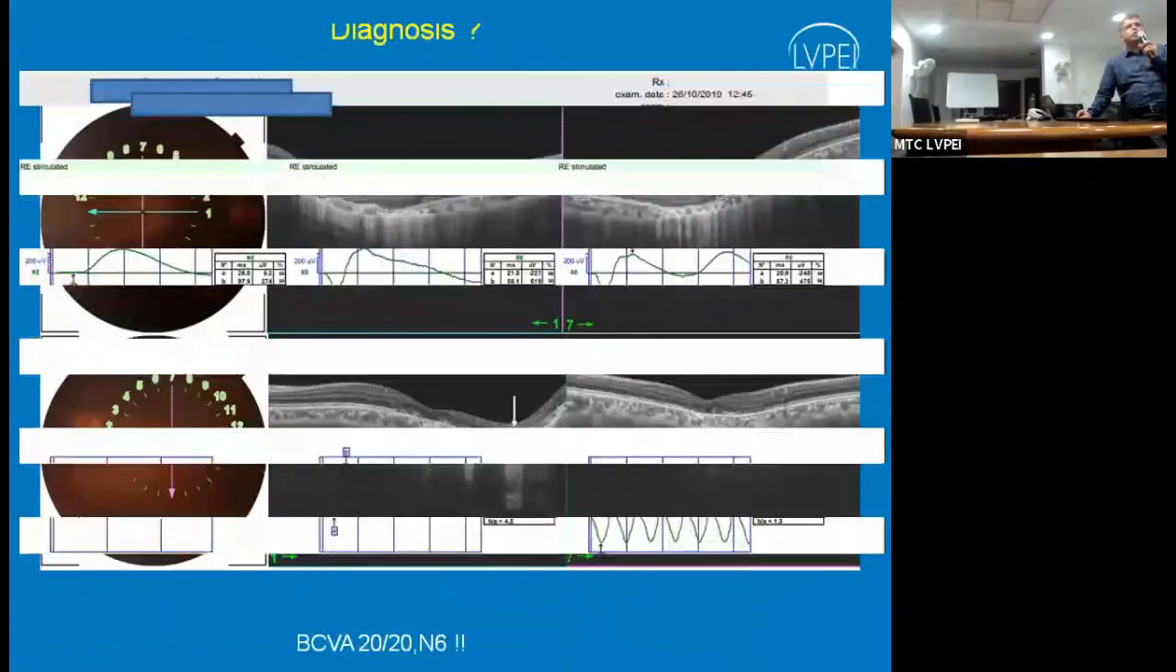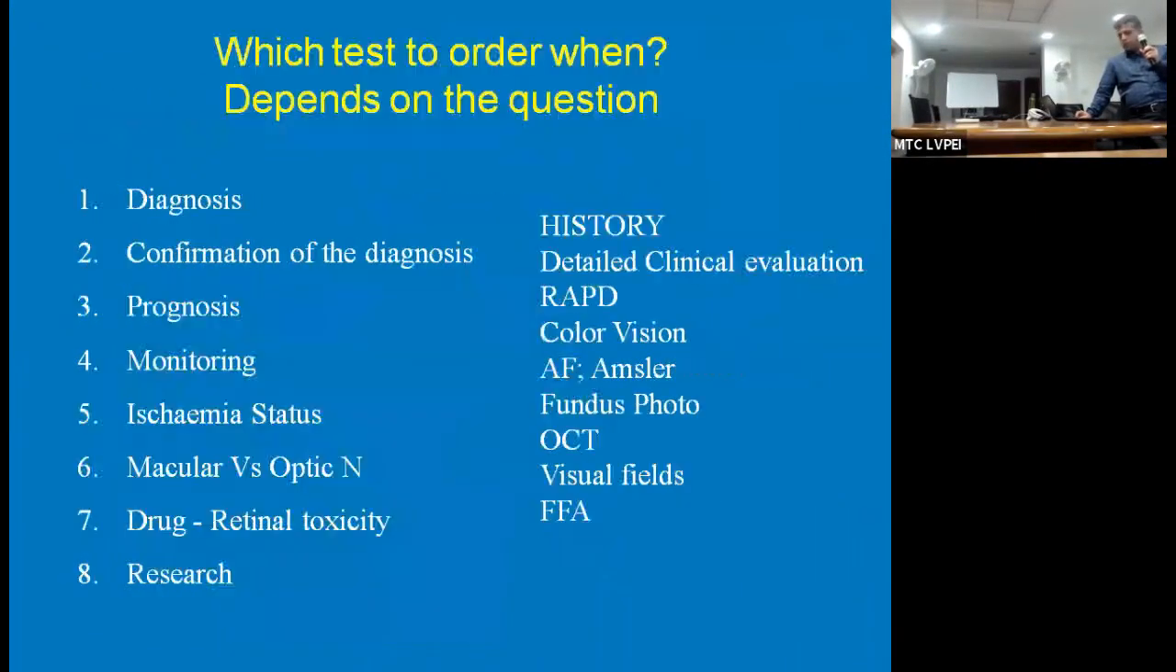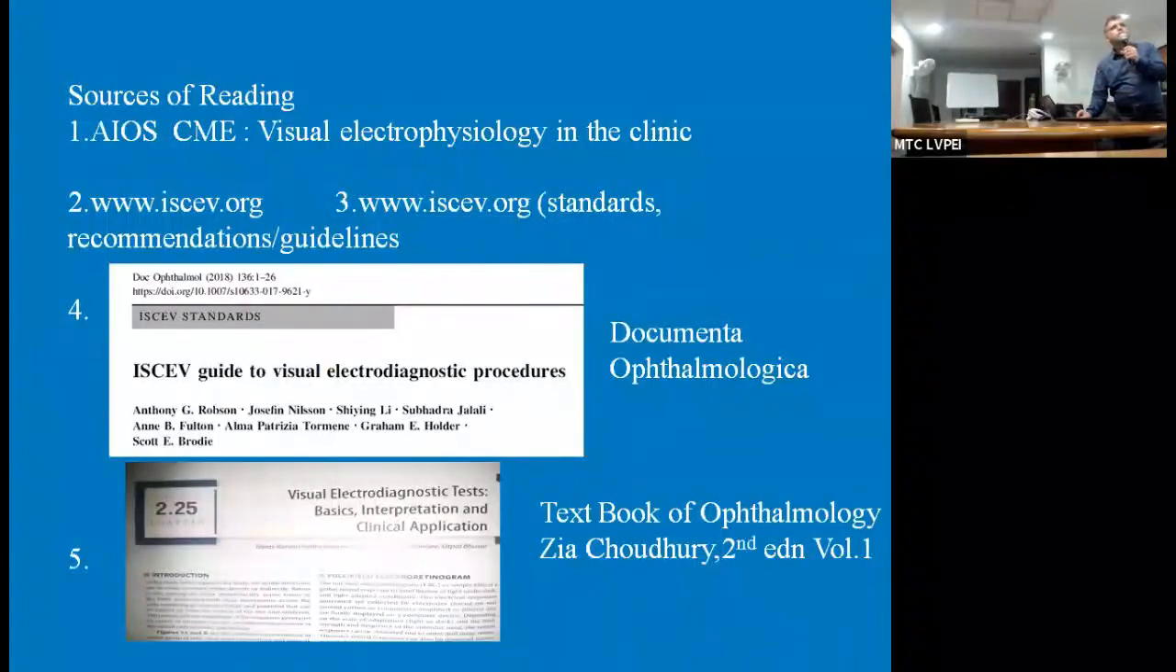So I end with this case, and just to revise which test to order when, it depends upon the question that is generated after going through the history in detail, clinical examination, quick non-invasive tests like RAPD, color vision, autofluorescence, Amsler, fundus photo. Finally, narrow down your questions and advise those electrodiagnostic tests as per the questions we are going to answer. So thank you all.